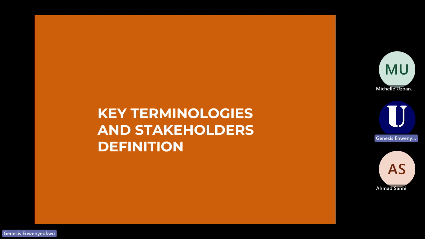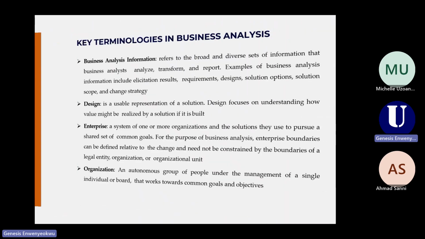All right, thank you. So, key terminologies. There are several key terminologies, but we'll just look at about 3 or 4 of them that we have in business analysis. And then stakeholder definition. We'll look at virtually all the stakeholders you're going to be working with as a business analyst, irrespective of the project you find yourself in. Some projects might not have all the stakeholders involved, it might just be a few of them, but we'll look at every stakeholder so that you know how to identify and categorize your stakeholders. So let's start with key terminologies.